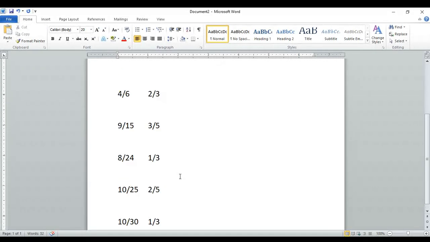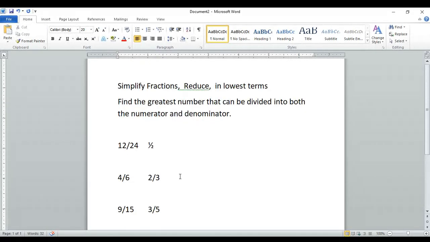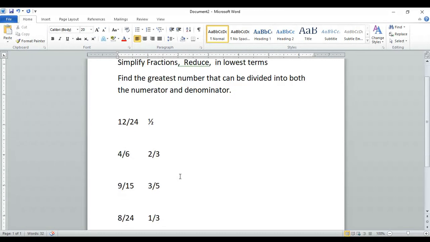So that is how you reduce fractions to their lowest terms or simplify fractions. Sometimes it's called various things. You want to find the greatest number that can be divided into both the numerator and the denominator.